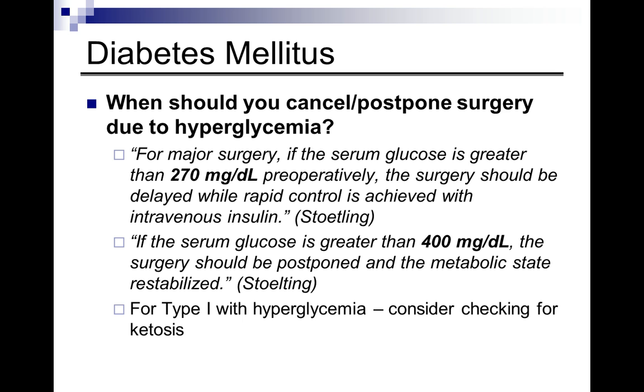An important clinical question arises when patients present with significant hyperglycemia. Stolting says that in major surgery, when serum glucose is greater than 270, the surgery should be delayed while rapid control is achieved with intravenous insulin. He goes on to say that when serum glucose is greater than 400, the surgery should be postponed while the metabolic state is restabilized. I would add that in a type 1 diabetic, you might want to consider checking the urine or the blood for ketones to rule out diabetic ketoacidosis.